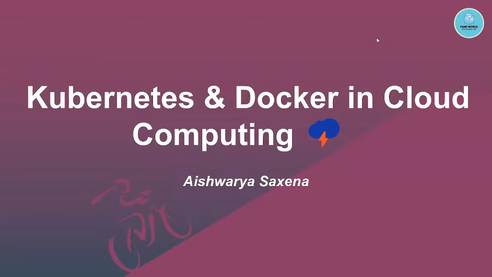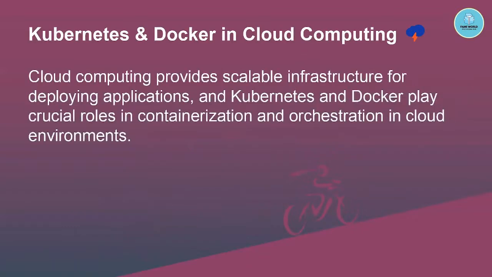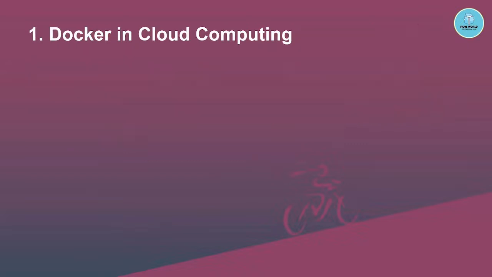Let's talk about Kubernetes and Docker in cloud computing, how cloud computing is used with Kubernetes and Docker, and how these technologies are related to cloud computing. Cloud computing provides scalable infrastructure for deploying applications. On the cloud, you can store your data, and Kubernetes and Docker play a crucial role in containerization and orchestration in cloud environments. Because they are network based technologies where the data is stored in the cloud itself, Kubernetes and Docker are related to the cloud anyhow.